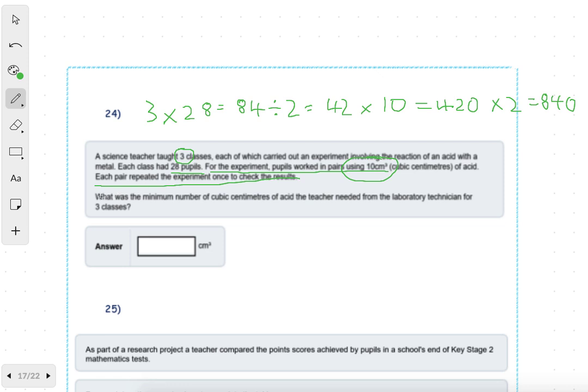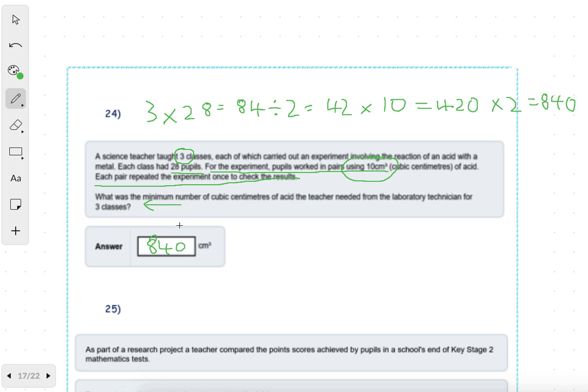Oh yes, it is. Sorry. It says then, what was the minimum number of cubic centimeters of acid from the laboratory technician for 3 classes? So that is the final answer. Okay, but they could put an extra bit in this sentence, so you just need to read that sentence carefully.